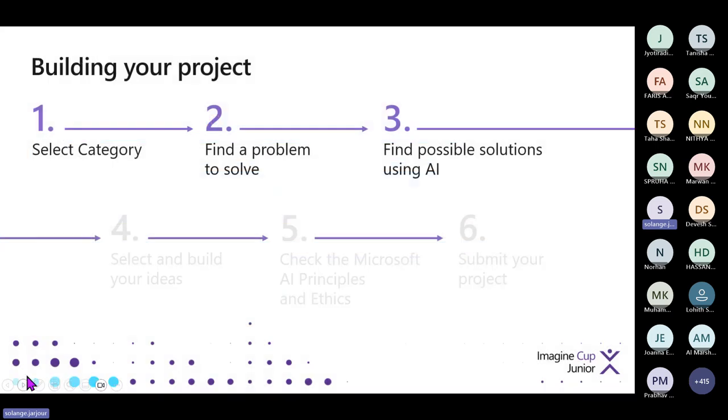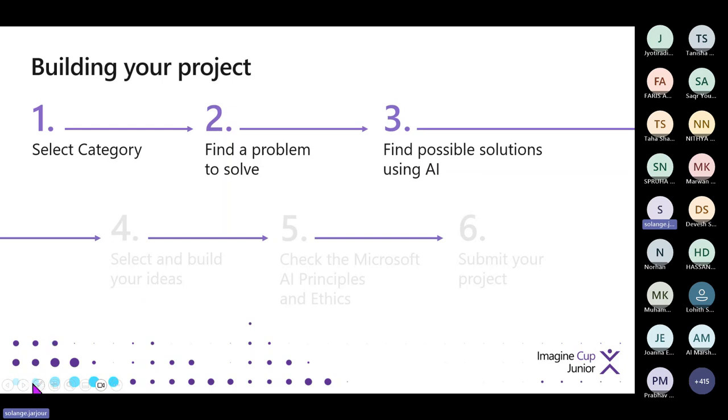So now, let me remind you about the steps for building the project. Step number 1 was to select the category, which was done in the first session. Step number 2 was to find a problem, and that took us a while as well. And now we are here in step number 3. We are trying to find possible solutions using AI.